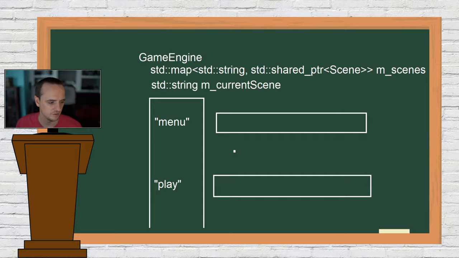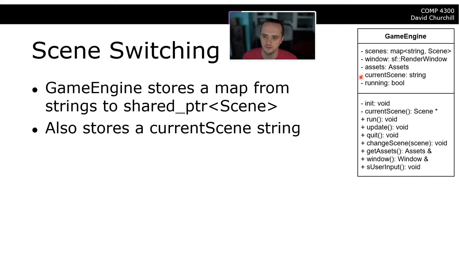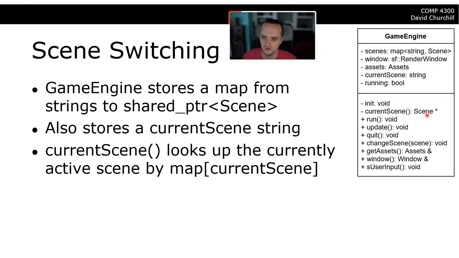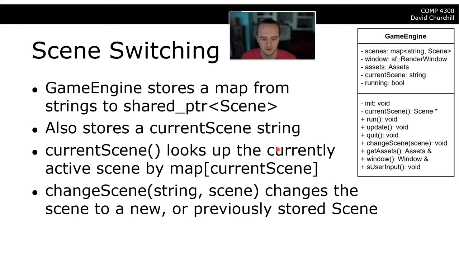All right, so we'll go back to the PowerPoint. So the game engine class also stores this current scene string. So what happens is the current scene function looks up the currently active scene by taking our map indexed by the current scene string. And so that's how it knows which scene is the current scene that we're looking at. And so our change scene function is going to take in a string and a scene, and it's going to change the scene to a new or previously stored scene based on this key. And this will be really obvious once you start using it.